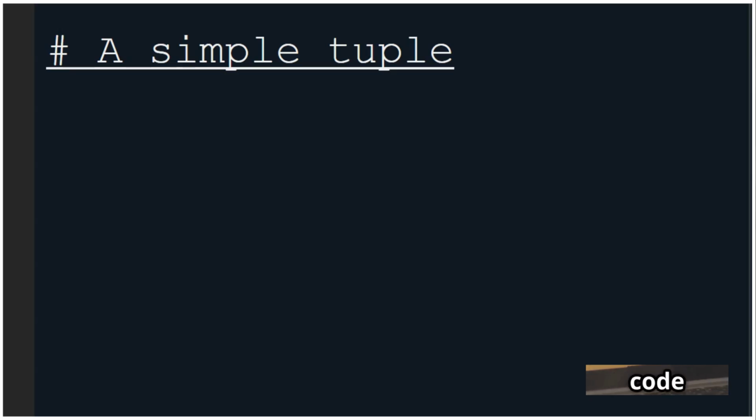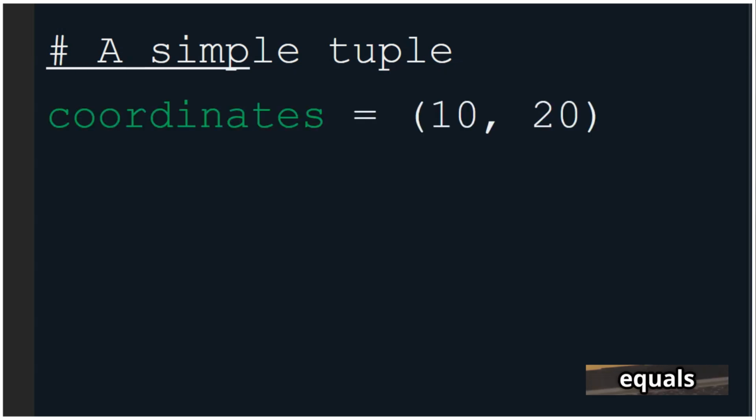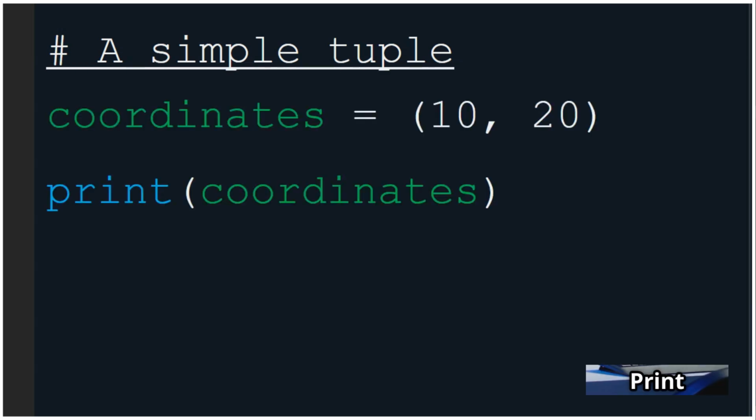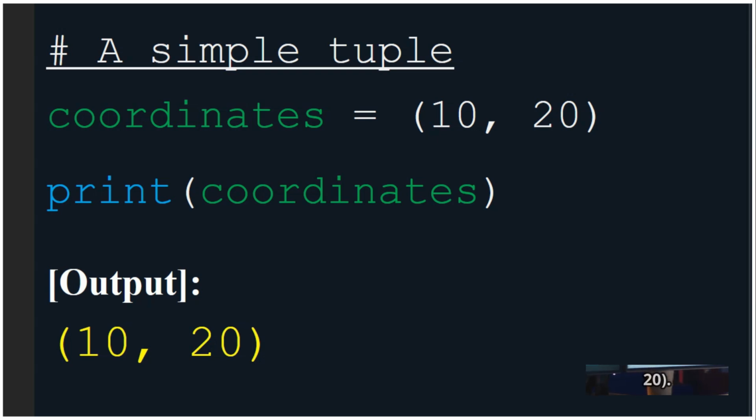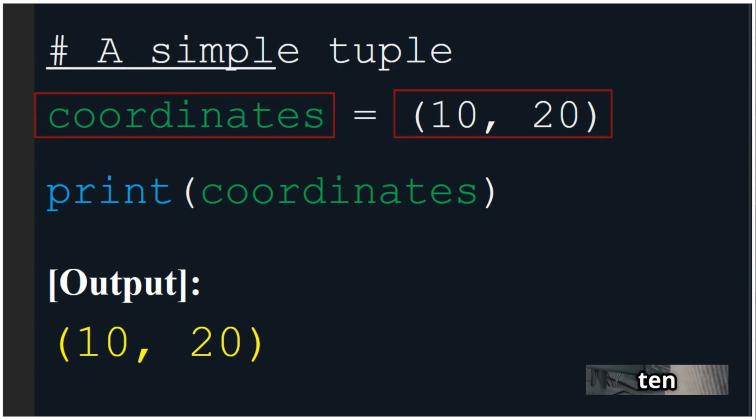Here is an example code for tuples in Python. coordinates = (10, 20) print(coordinates). When we run this code, the output will be 10, 20. Here, coordinates is a tuple containing 2 values, 10 and 20.